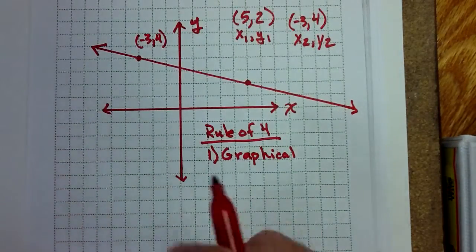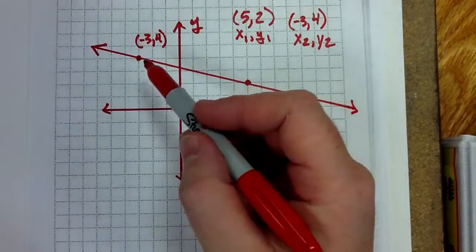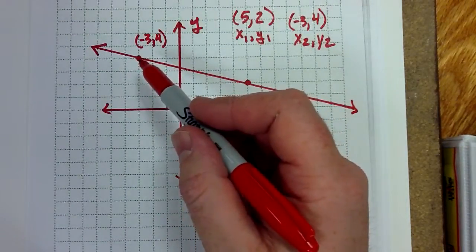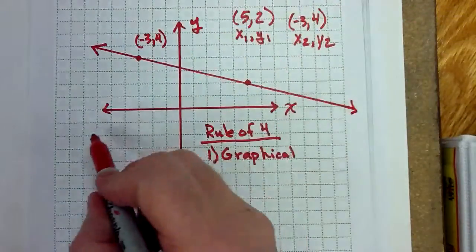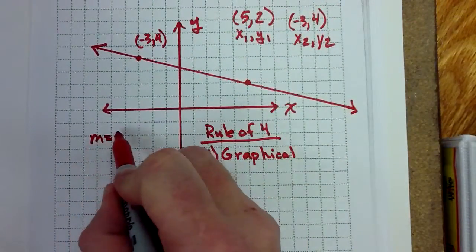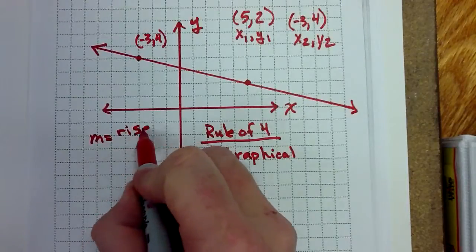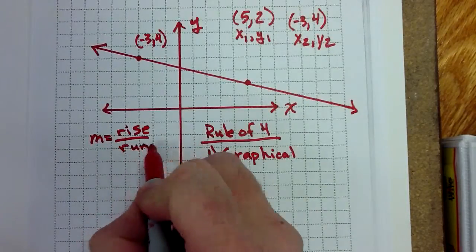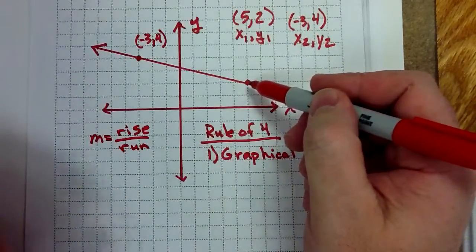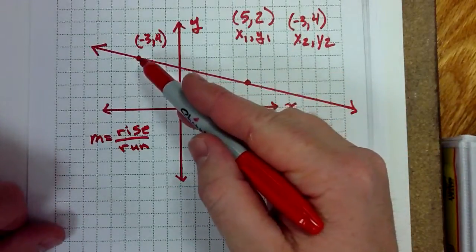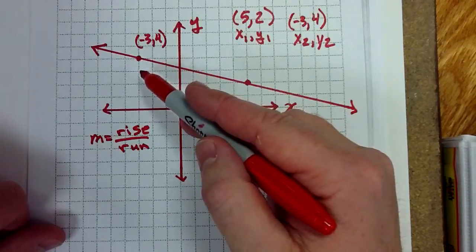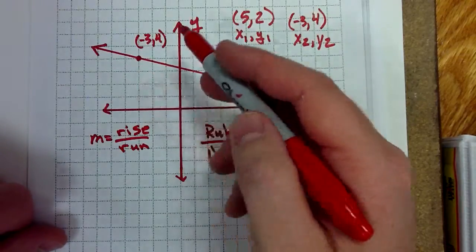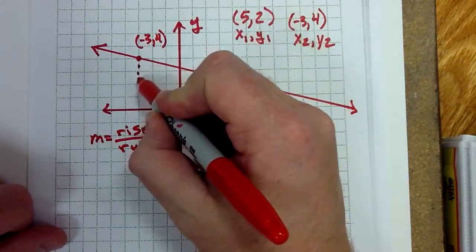Alright, now look up here. Just watch what I do here. I'll let you finish that, but I want you to see this. I'm going to start at this point right here. And slope is defined as what? Rise over run. So the question I have is, how am I going to get to this point from here? I'm going to have to do what? Count down 1, 2. So I'm going to count down 2.